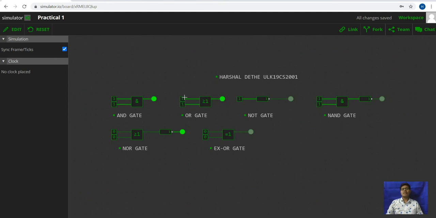After that, 1 plus 1, it is showing light on, because 1 plus 1 is 2. But we can check here, it is showing us the light is glowing on.